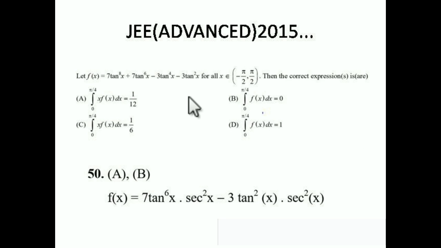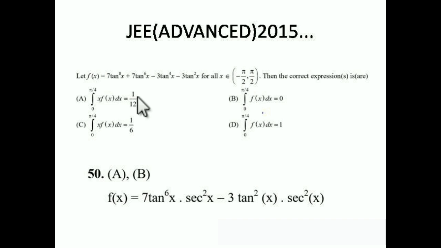This is also a good question from the integration chapter. Let f of x is equal to 7 tan x raised to 8 plus 7 tan x raised to 6 minus 3 tan x raised to 4 minus 3 tan square x for all x belonging to the open interval minus pi by 2 to pi by 2. Then the correct expression is, see, this is a multiple choice question, so more than one answer can be correct.